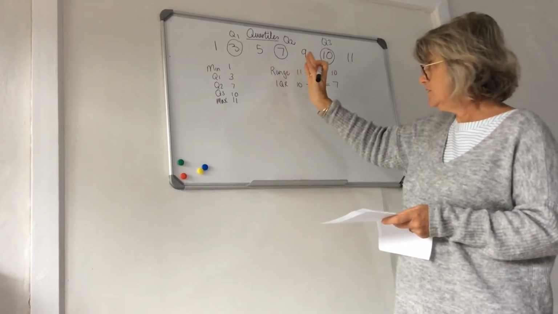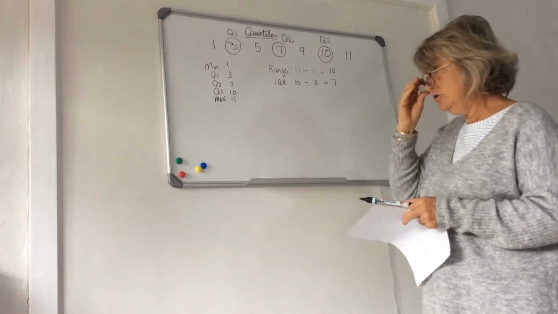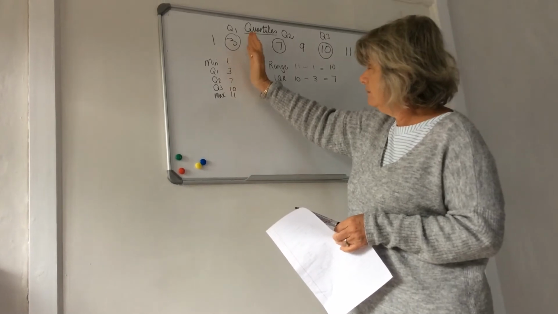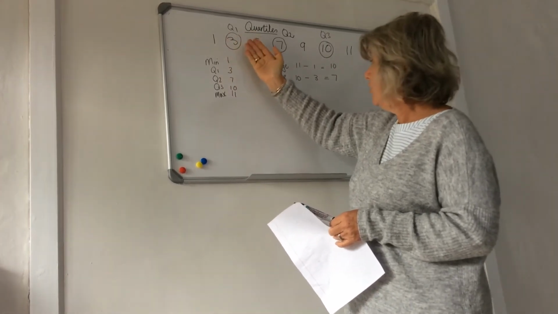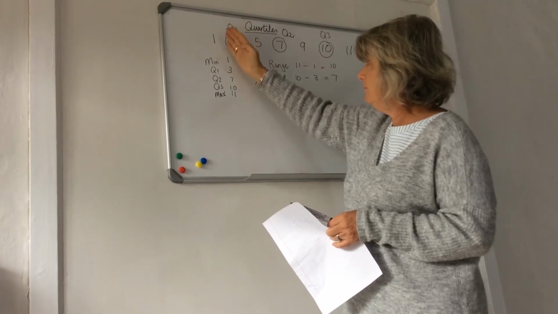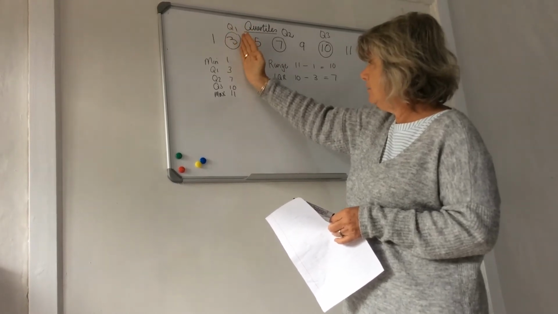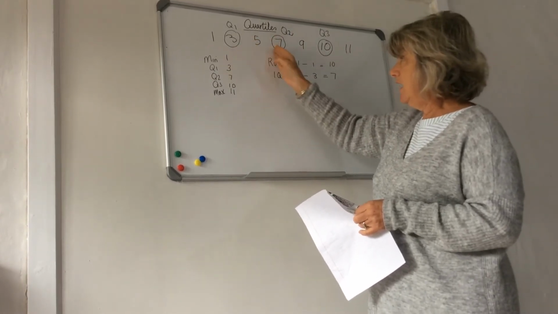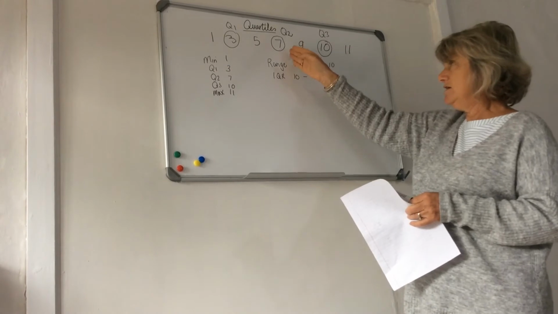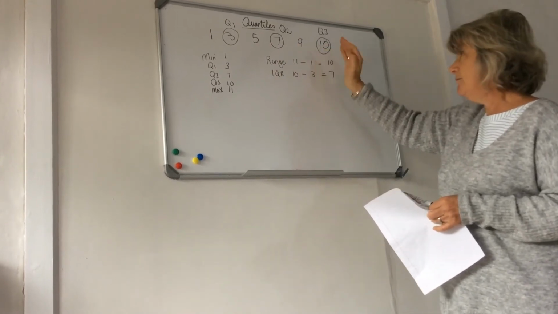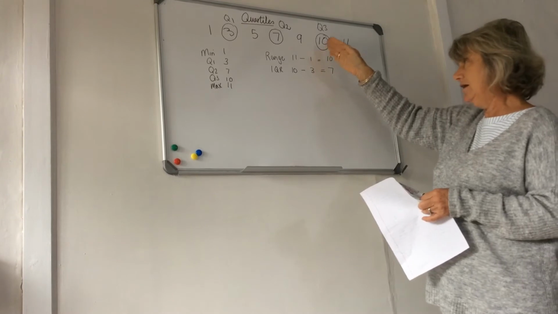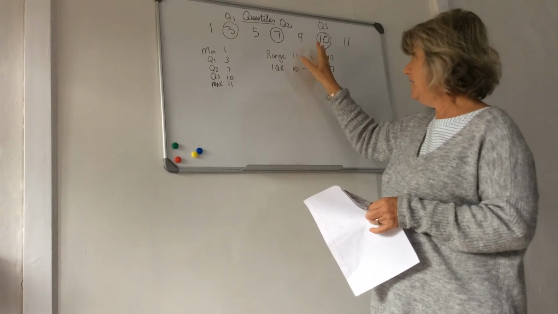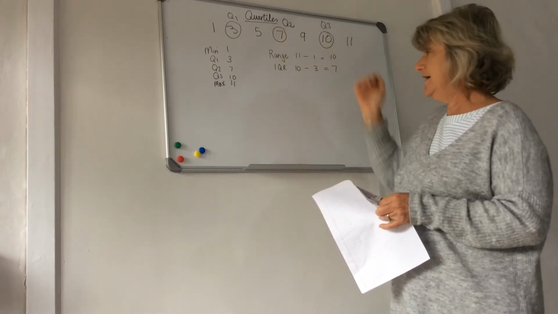What we see now with a quartile, it divides our data into quarters. So let's say these were results on a test, then 25% of the results are between the minimum and 3. 25% of the results lie between 3 and 7. 25% of the results lie between 7 and 10. And 25% of the results lie between 10 and the max. The middle 50% of the values lie between 3 and 10.